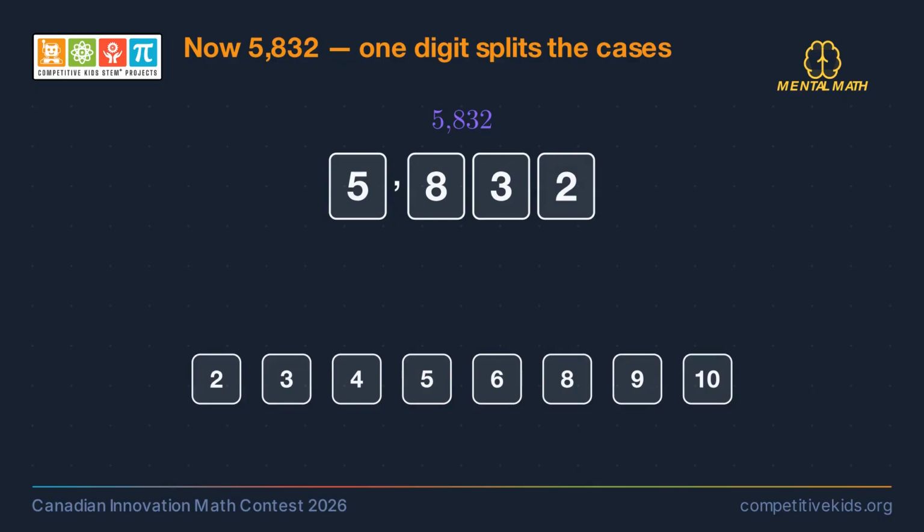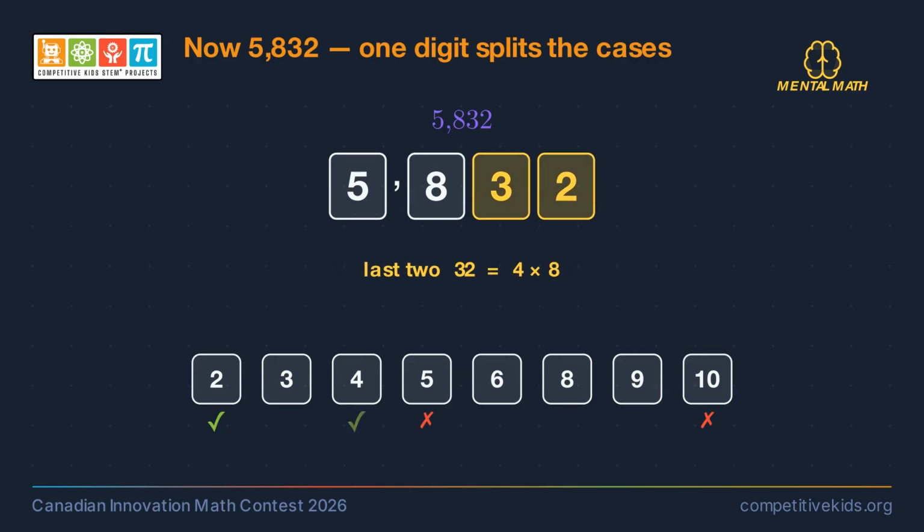5,832. The last digit is 2. 2 is even, so 2 fires. But 2 is not 0 or 5, so 5 and 10 both miss. That is the flip. The same last digit reflex that gave the first number a jackpot now denies this one.